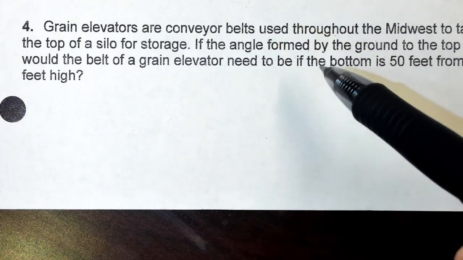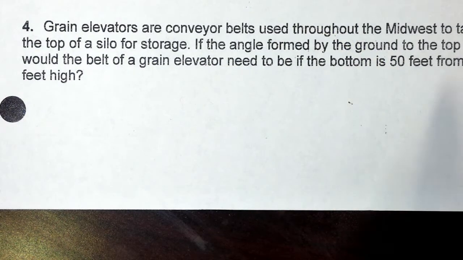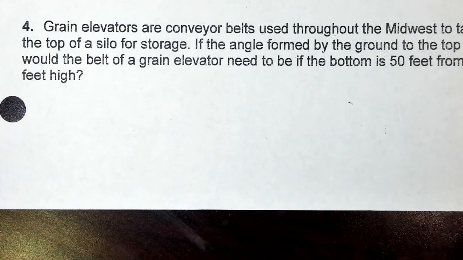Grain elevators are conveyor belts used throughout the Midwest to take produce like wheat to the top of a silo for storage. If the angle formed by the ground and the top of the silo is 45 degrees, how long would the belt of the grain elevator need to be if the bottom is 50 feet from the base of the silo and is 50 feet high?